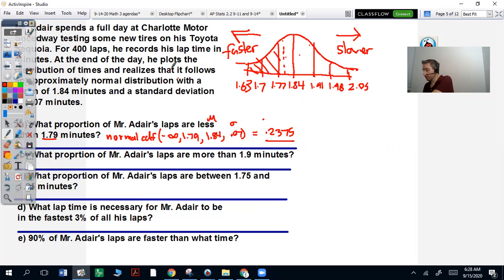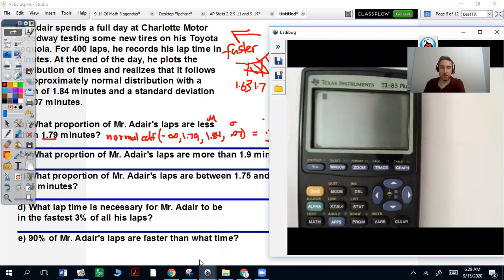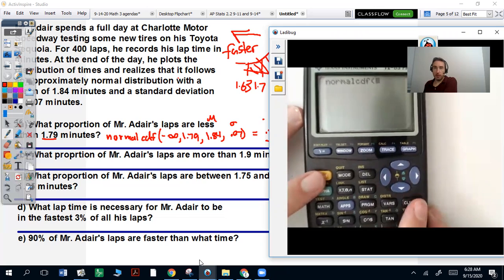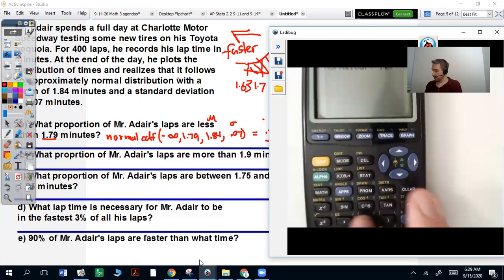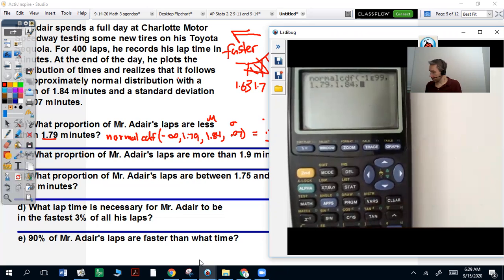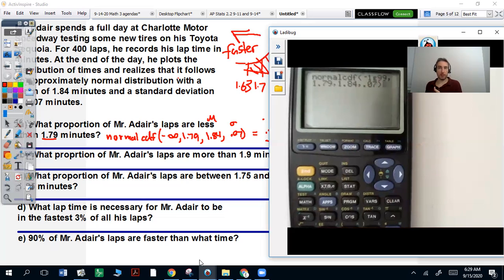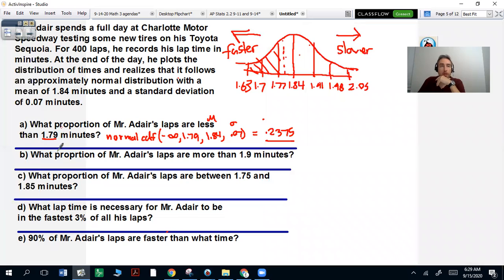Let's say you have an older model calculator. So whether it's a TI-83 or an 84 that doesn't have the newer software, some of them don't. You'll do second vars, normal CDF. Notice that there is no upper and lower and all that stuff. You have to input that stuff manually. So you're still going to start with negative infinity. So you say -1, second comma for the E. That's right there, 99. So there's your negative infinity. Then you'll do 1.79. Then your mean, 1.84, and your standard deviation. So you always put your lower, upper, mean, and standard deviation in that order. Lower, upper, mean, and standard deviation. And it's going to be the same value.